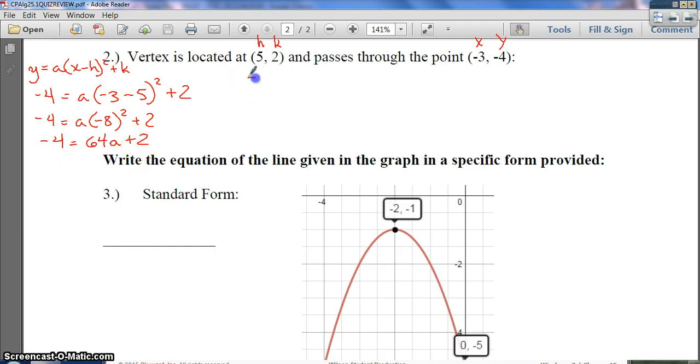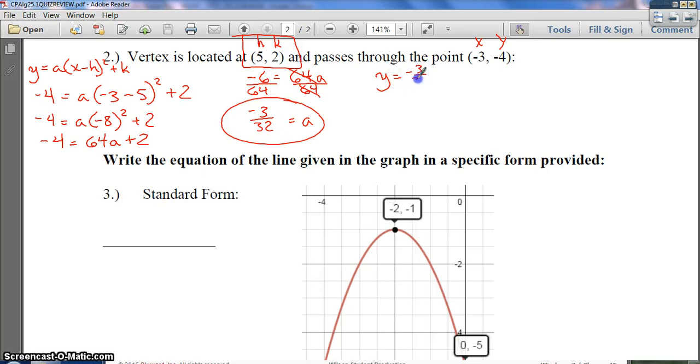I'm going to subtract 2 over to get negative 6 equals 64a. These are both divisible by 2. This is negative 3 over 32. Make life a little easier where you can. So there's your a value. Now again, we have to write the equation in standard form. So let's use our vertex and our new a value in here. So y equals negative 3 over 32 times x minus 5 squared plus 2. Let's just write this in standard form.